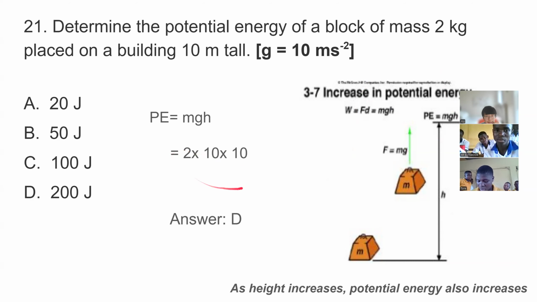Because mass is 2 kilograms. The gravity is given to be 10 meters per second squared. That is the typical gravity that we experience on Earth. So you can assume that it is 10, and height is 10 meters, and you multiply everything, and you get 200.